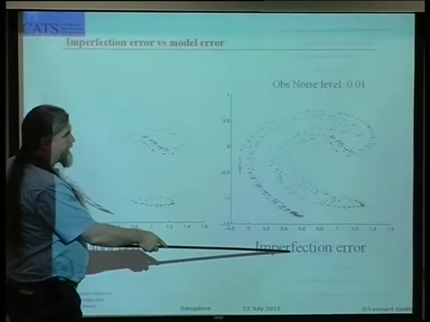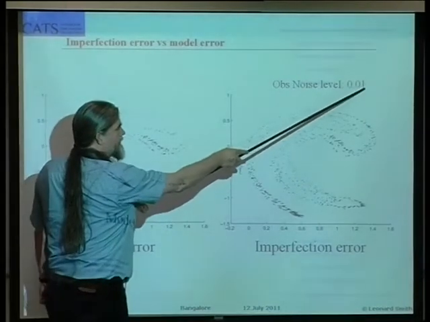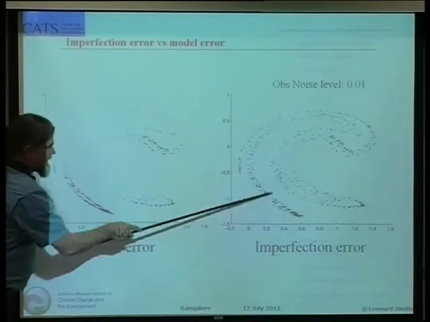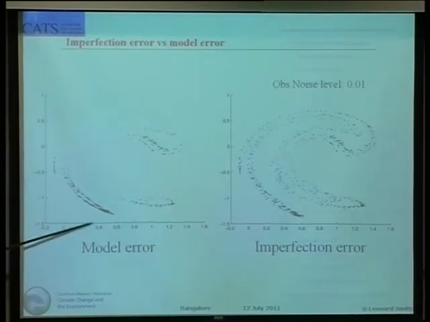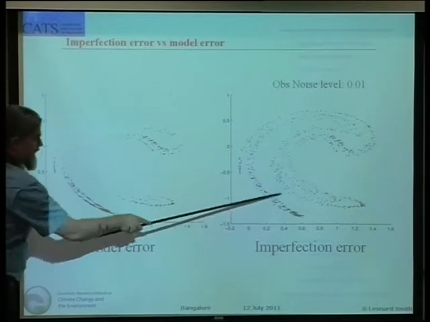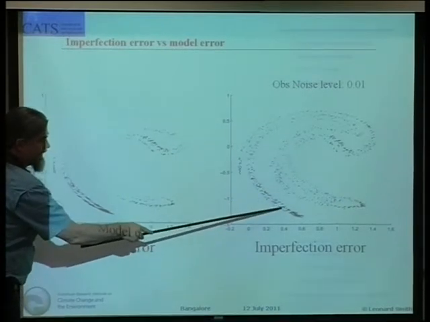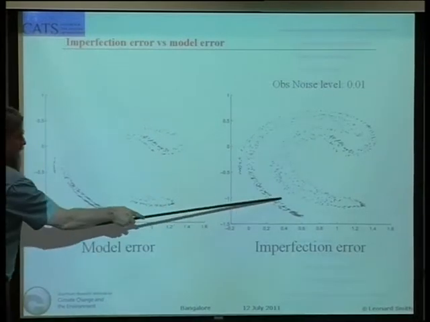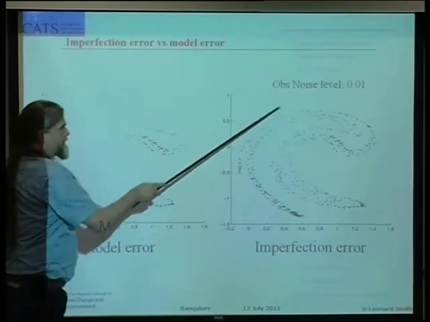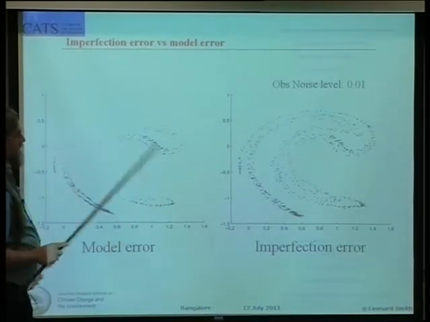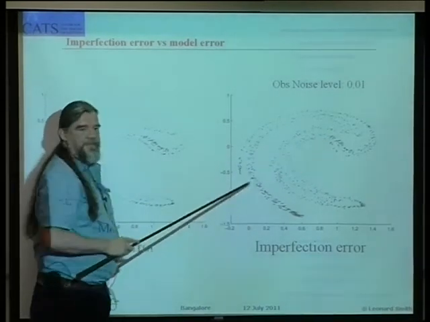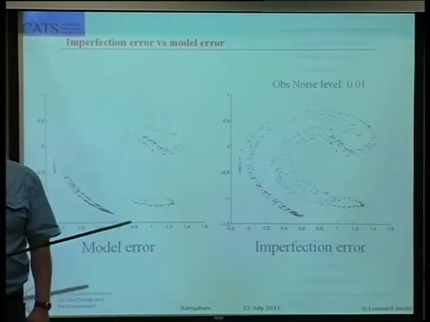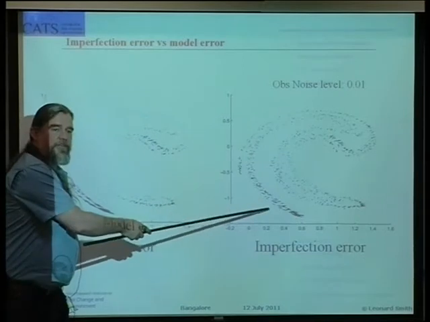This is the imperfection error we get with a very low noise level. So what you see, I hope, right down here where the model error is large, is that we're actually getting indications that the imperfection error is large. So it's saying that down here we have more misfit than we do up here. So we can actually look around the system, in this case, and see where the model error is large and where the model error is small. This comes out of the analysis.